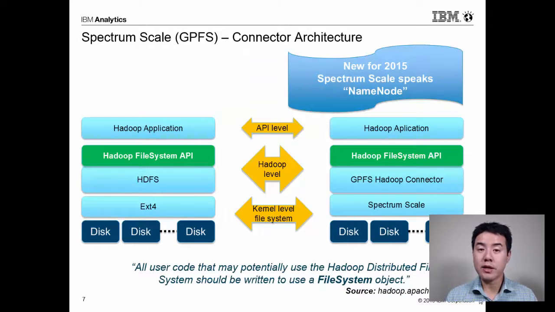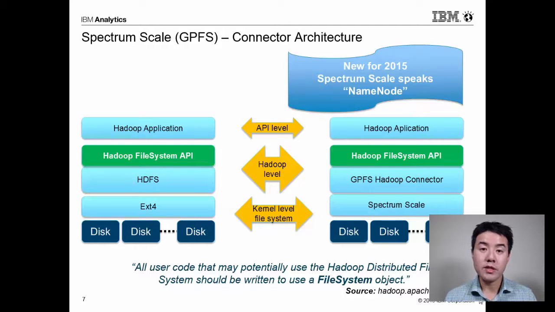This picture is a good illustration of how HDFS architecturally differs from GPFS. What a lot of people don't know when they first start out is that HDFS is actually a Java virtual file system that sits on top of another file system. And in the case of Linux, very commonly this is ext4. And so HDFS doesn't really have a direct awareness of the underlying disks. And applications interact with HDFS through the file system API.